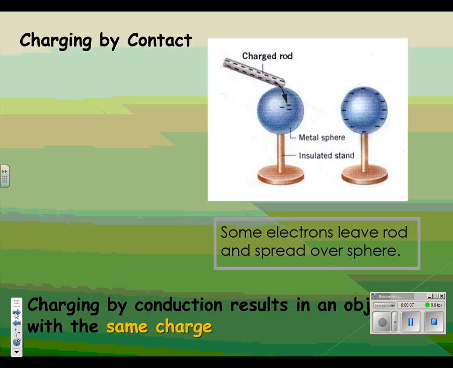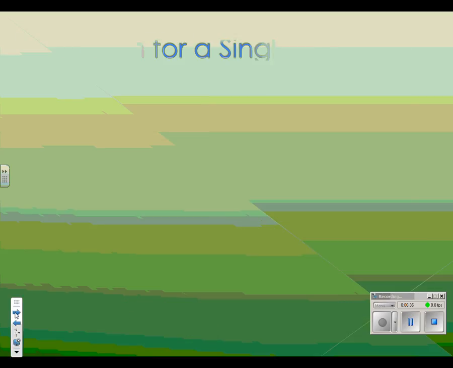When you're charging by contact, you need to remember that the electrons are the only thing that moves. So either you're transferring electrons from the rod onto the sphere or from the sphere onto the rod. So it's going one way or the other. But it's always going to end up as the same charge of whatever you touch it with. So if you touch it with a negatively charged object, then what you're charging is also going to be negative. If you're touching it with a positively charged object, then what you're charging will actually become positive as well.